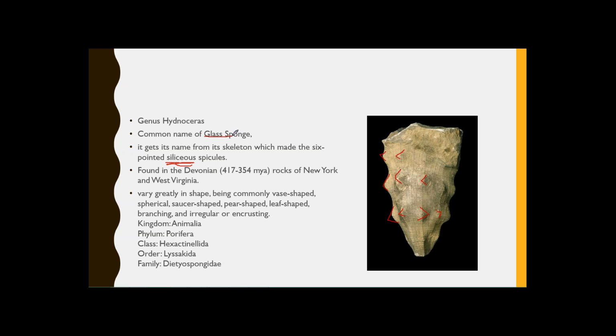Oh, and so this is also known as a glass sponge. If you didn't know, silicates are kind of almost transparent in color. So when this existed, you can imagine that this was a much lighter color, giving it its name, the glass sponge. The common name, rather.